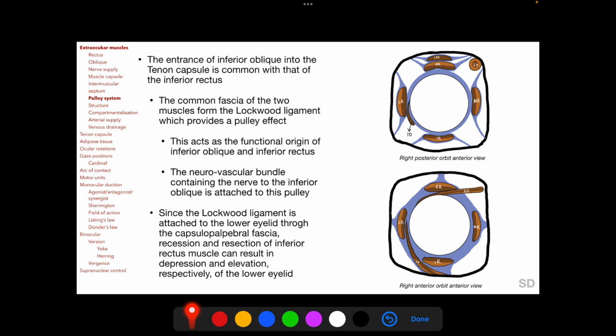The entrance of the inferior oblique into the Tenon's capsule is common with that of the inferior rectus muscle. As seen here in this diagram, the common fascia of the two muscles forms the Lockwood ligament, which we have extensively discussed in the session on anatomy of the eyelids, and this Lockwood ligament provides a pulley effect and acts as the functional origin of the inferior oblique and the inferior rectus muscles.